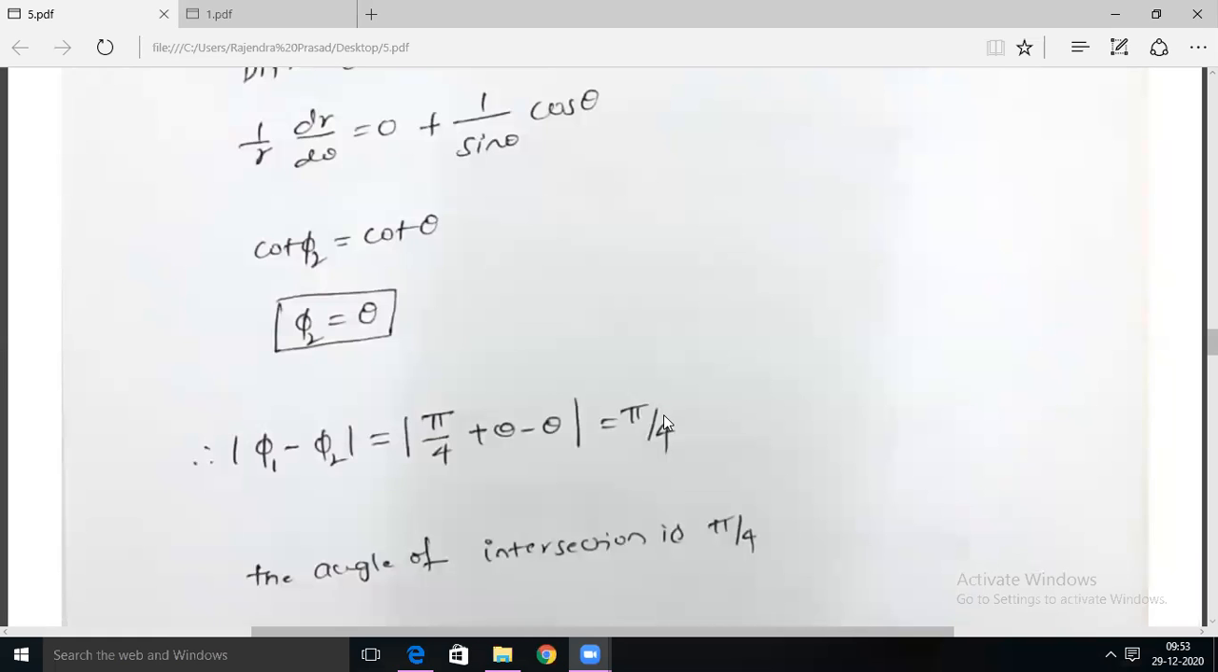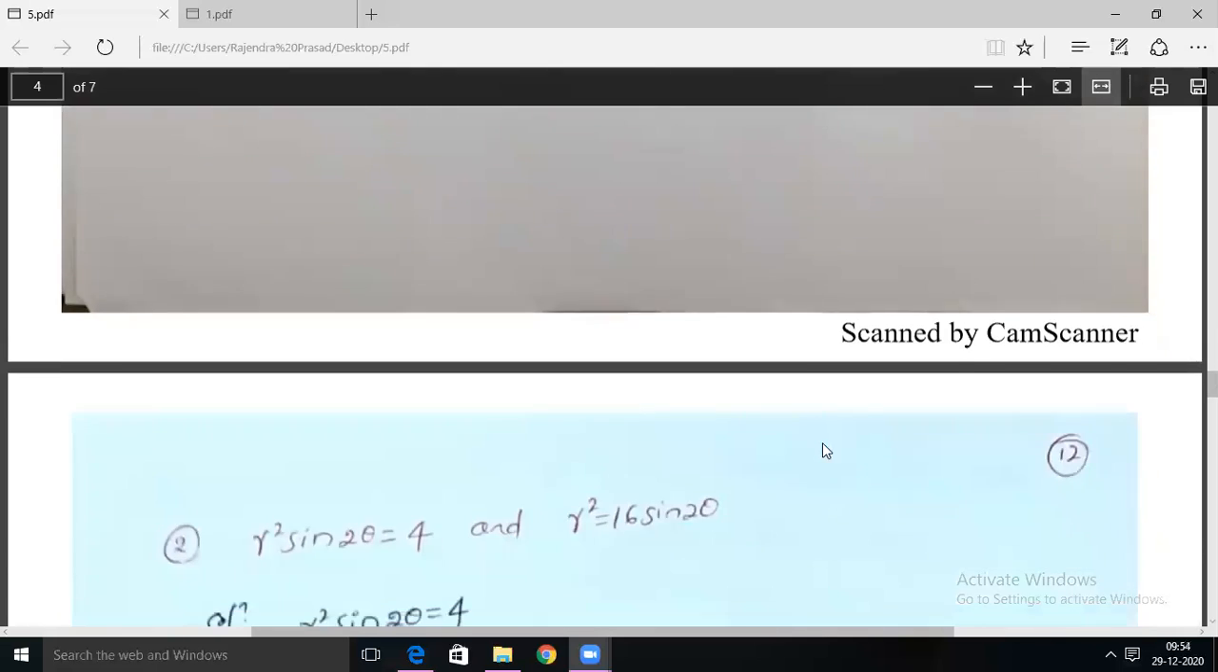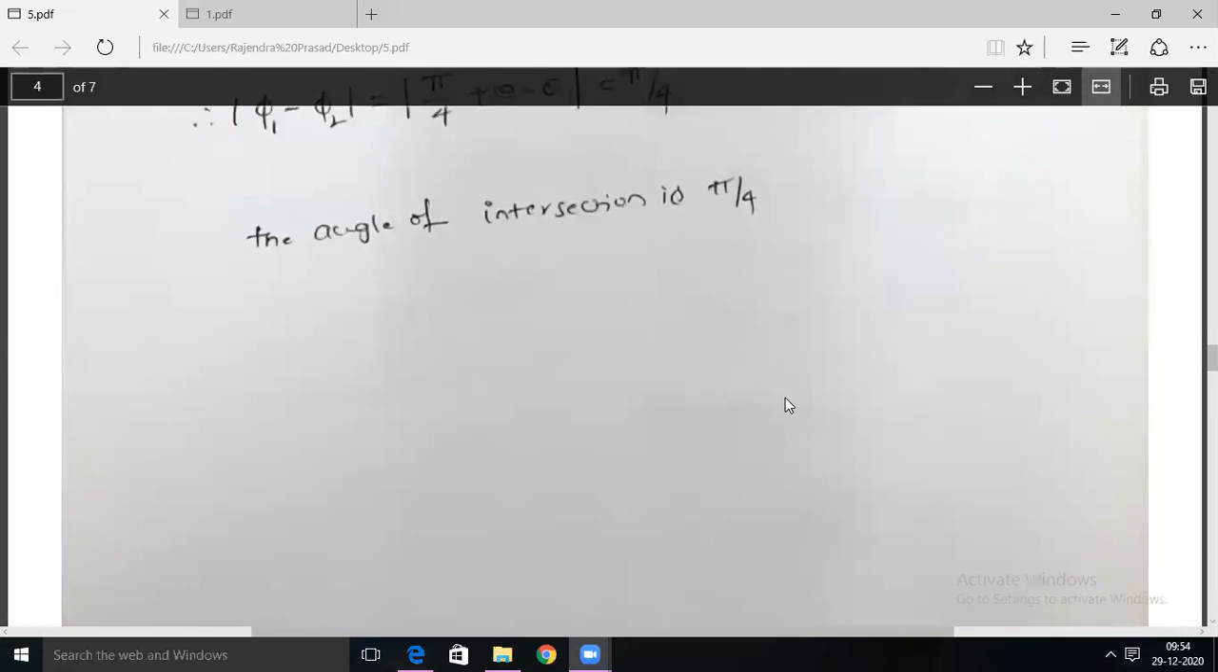Suppose we had got pi/2, then we would say that the two polar curves intersect orthogonally. But here we have got pi/4. So obviously the angle of intersection is pi/4, right. So any questions you have, please?